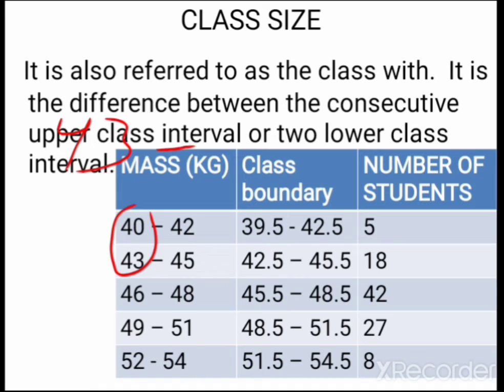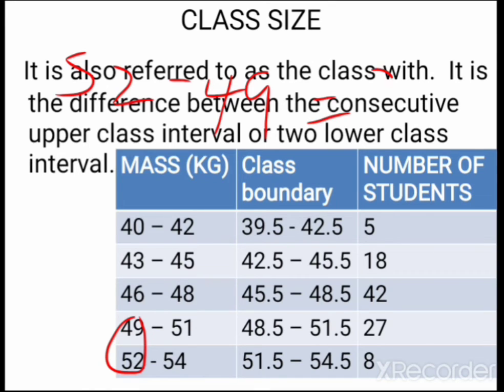The last two classes: 52 minus 49 is equal to 3. Or 54 minus 51 is equal to 3. So that's our class size. It tells us the categories of numbers that can fall into a particular class, which is usually obtained by the difference between 2 consecutive lower class intervals or 2 consecutive upper class intervals.